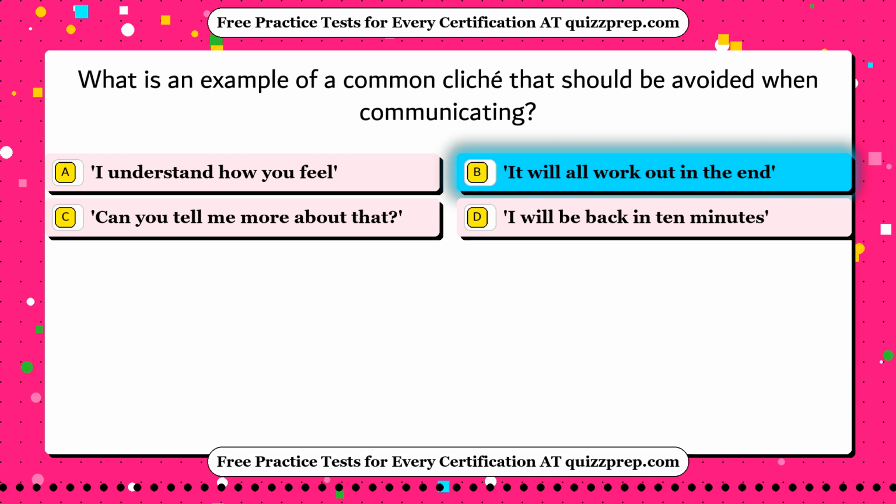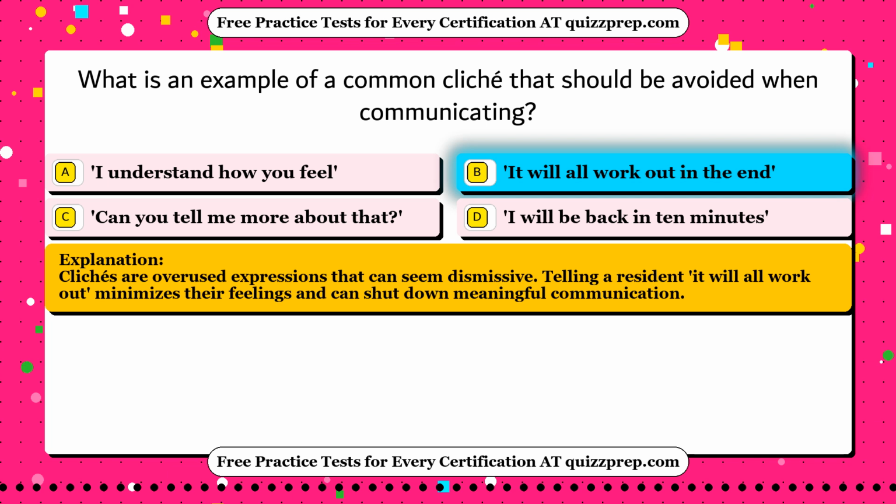The correct answer is option B. It will all work out in the end. Clichés are overused expressions that can seem dismissive. Telling a resident, it will all work out, minimizes their feelings and can shut down meaningful communication.